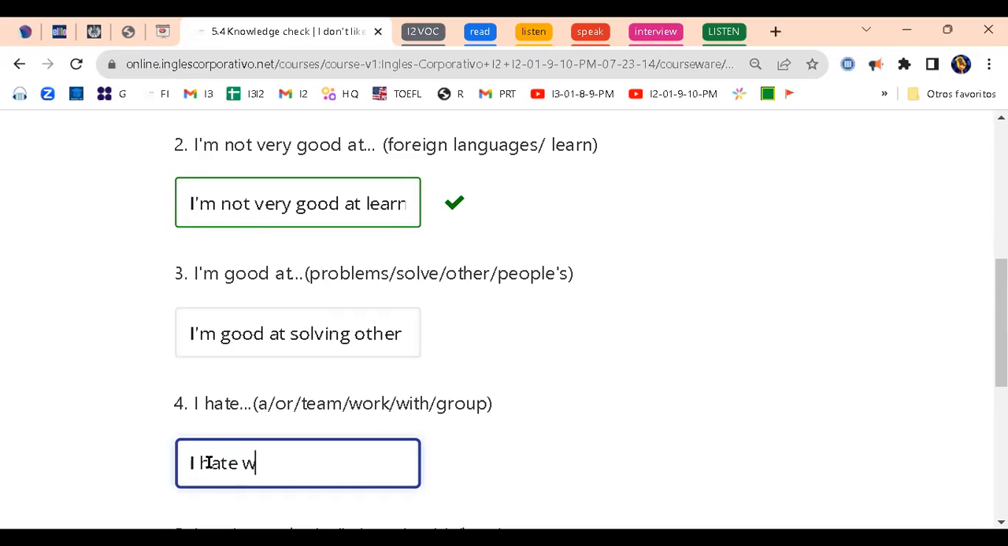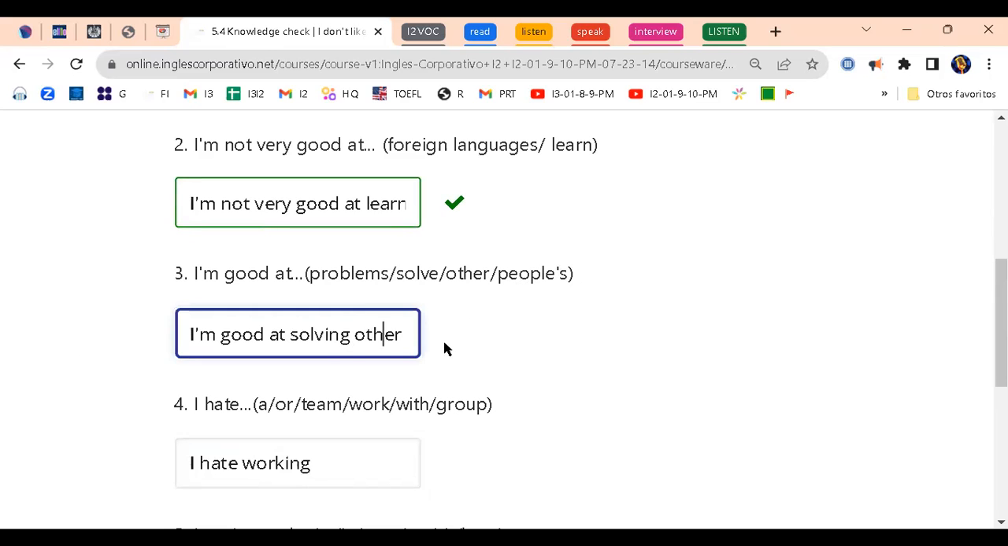Teacher, and the answer for the three, what is? I am good at solving problems. Solving other people's problems. Sí. But it's bad. Chequea ahí la puntuación. Puede ser incluso el apóstrofe. Si no es el que está aquí programado, quizás no se lo va a validar. Yo creería que puede ser alguna letra que está en mayúscula o si no está el punto. Verifique. Debe de haber un pequeño detalle ahí.